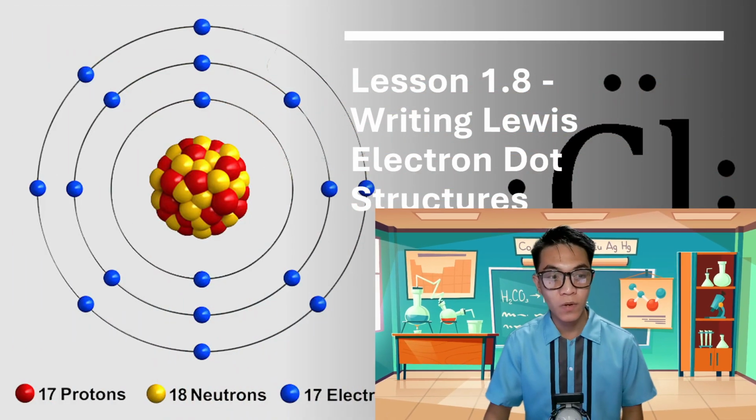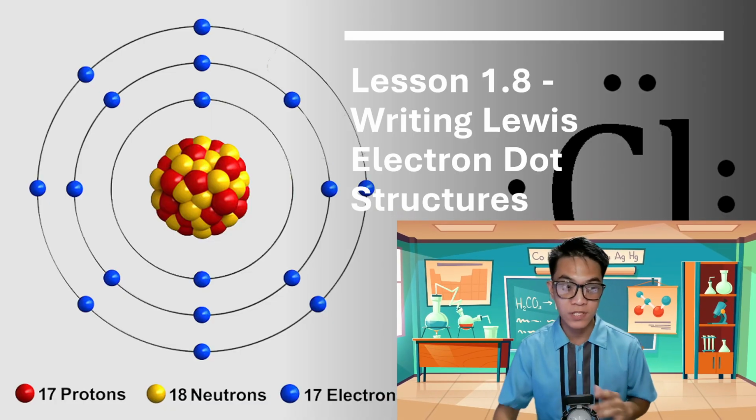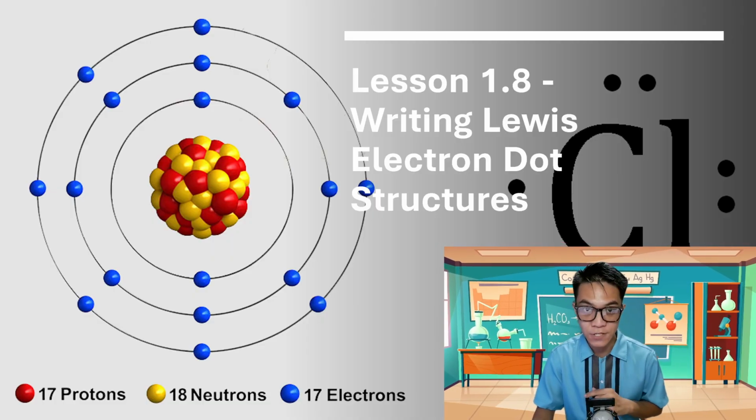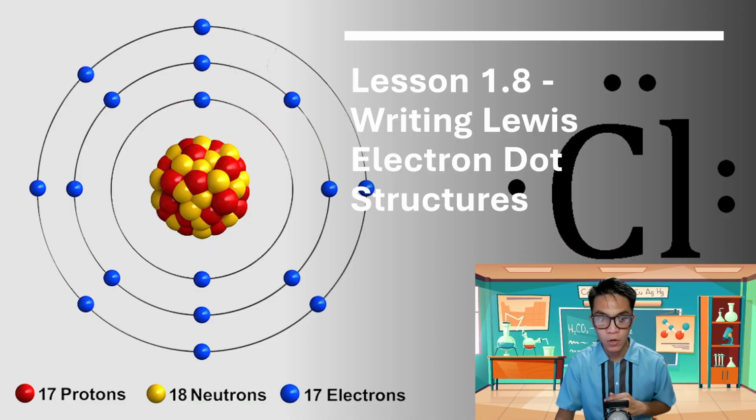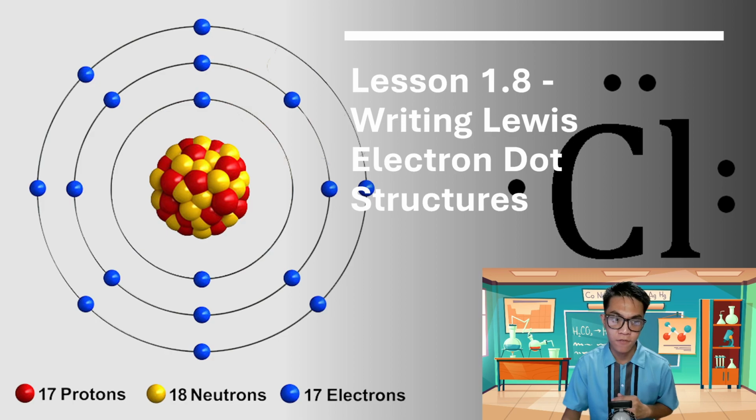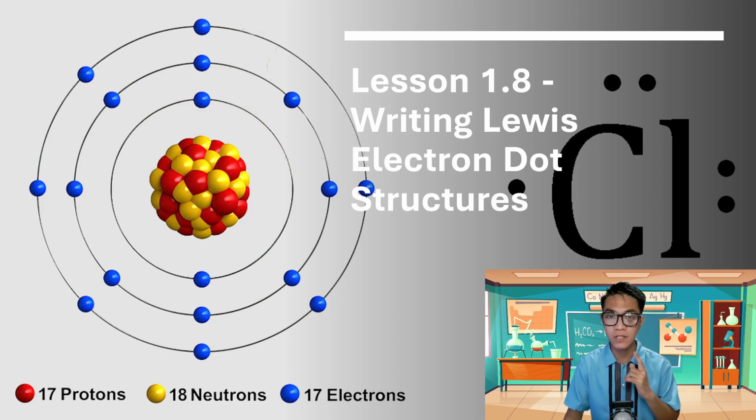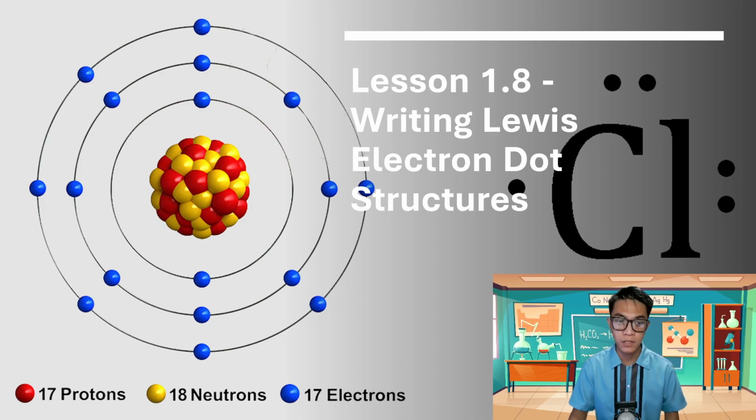And in this last lesson, we will be discussing lesson 1.8, writing the Lewis electron dot structure, which we also call the LEDs for short. Now, what is the use of the LEDs, and how is it advantageous in determining chemical reactions and bonds to be formed between different atoms?